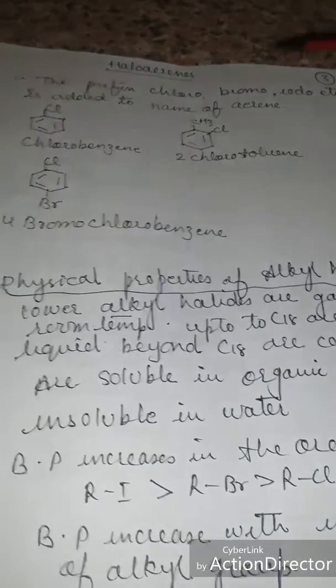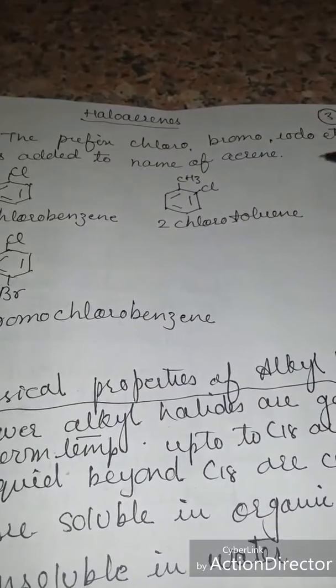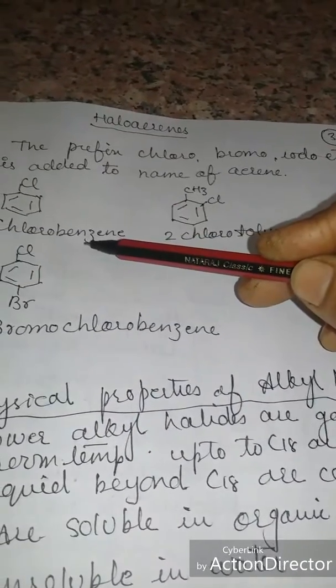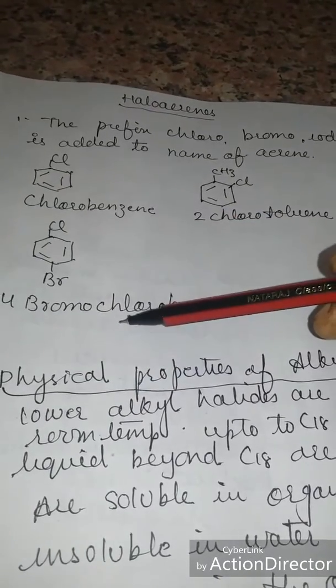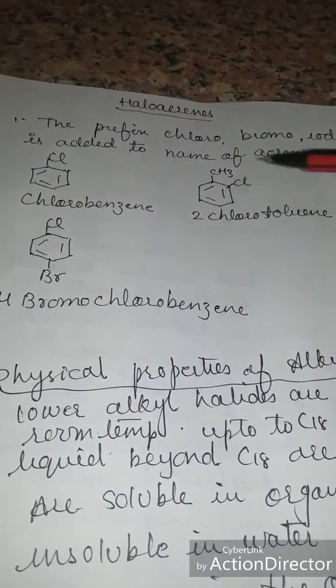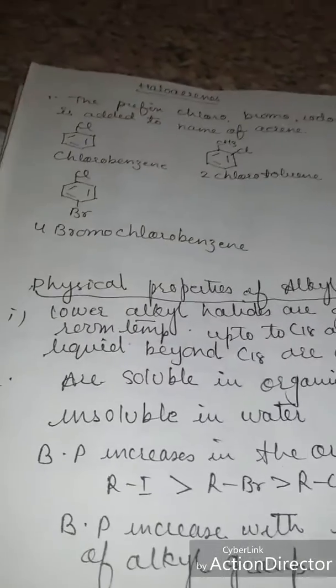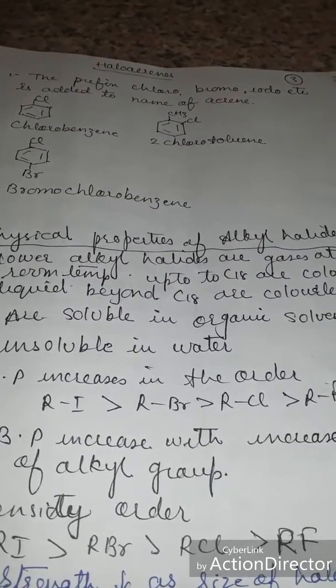Now let us come to the haloarenes. The prefixes chloro, bromo, iodo are added to the name of the arene. So this will be chlorobenzene, this will be 4-bromochlorobenzene, this will be 2-chlorotoluene. Now let us talk about the physical properties of alkyl halides.